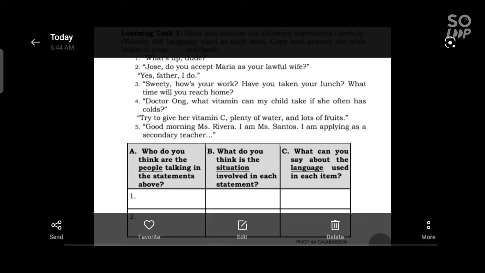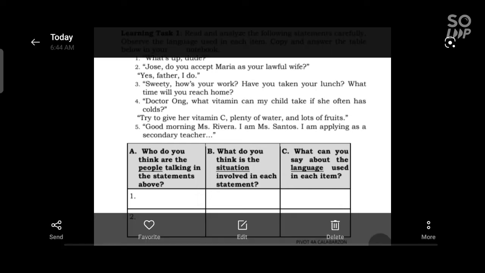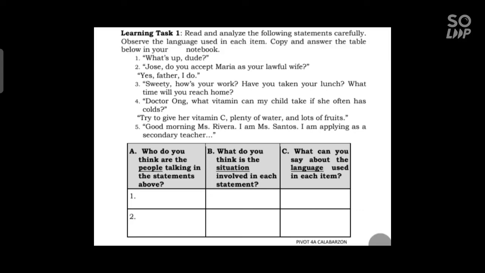"Jose, do you accept Maria as your lawful wife?" Then the answer of Maria is, "Yes, Father, I do." So again, who do you think are the people talking in this statement? Then on letter B, what do you think is the situation? Then letter C, what can you say about the language used in each item? Do the same thing as with example number 1.